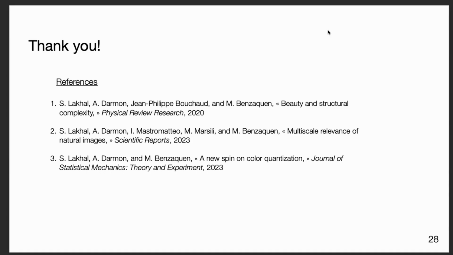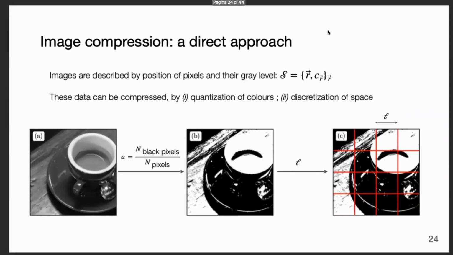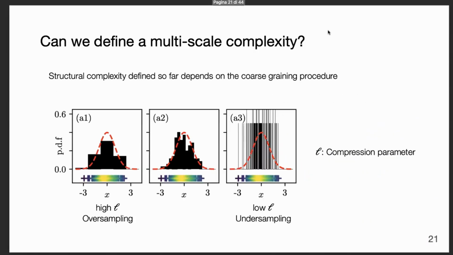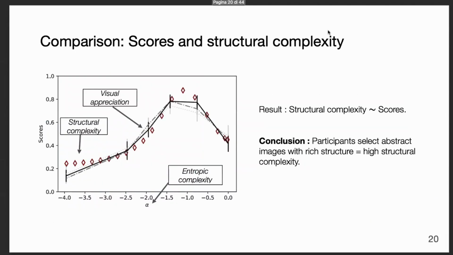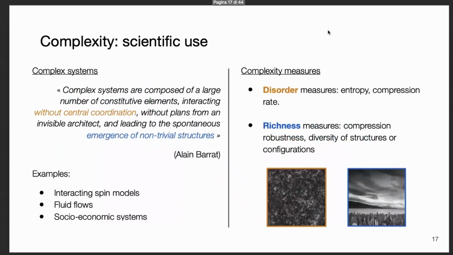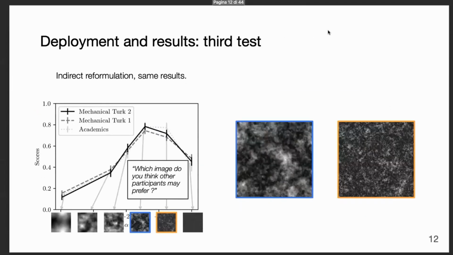Okay, other questions? This was beautiful. Thank you very much. I just have a question about the figure you showed. I think it was slide 20 or just at the beginning of your presentation, which is the evolution of the score with the degree of disorder, if I understand correctly. And then you have three populations, Amazon Turks and academics. Yeah, exactly that one.